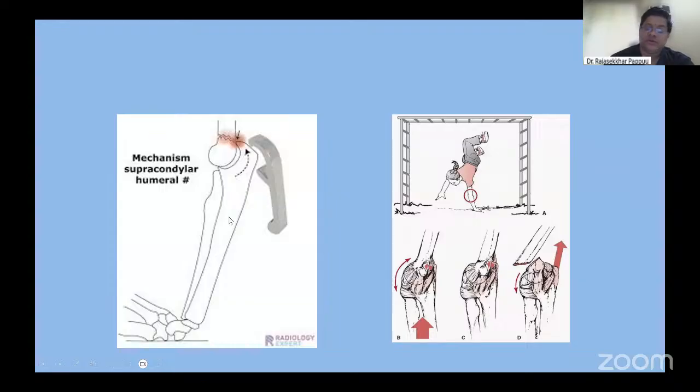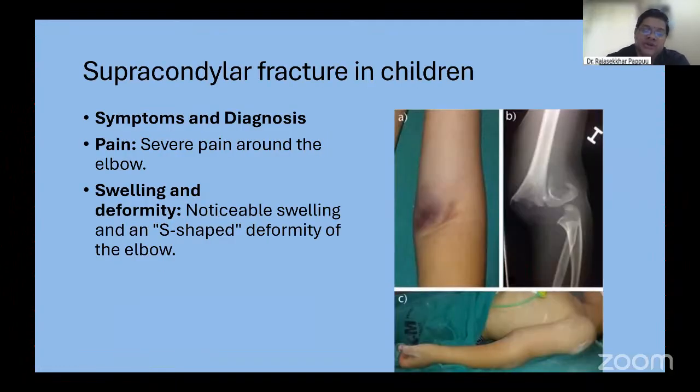So this supracondylar fracture happens just above the elbow. It is not an intra-articular fracture of the elbow. It is actually an extra-articular fracture. As for symptoms, there will be very severe pain, swelling, and a noticeable deformity. And even the slightest movement will cause severe pain in the baby's hand.